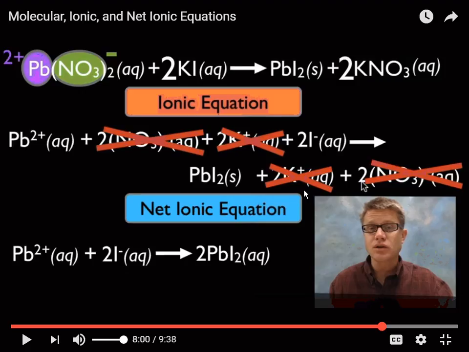But you know how to do this. You understand that there's a separation occurring through ionization, except for the thing that's a solid precipitate. We didn't touch that. And we came down to our final net ionic equation.